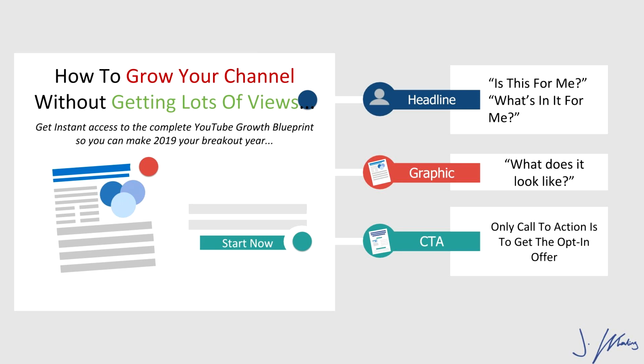So in this particular example, we have how to grow your channel without getting lots of views, and then our subheadline, get instant access to the complete YouTube growth blueprint so you can make 2019 your breakout year. The YouTube growth blueprint is referring to what the lead magnet is, and then there's a simple contact form where they enter their name and email so they can get started now.